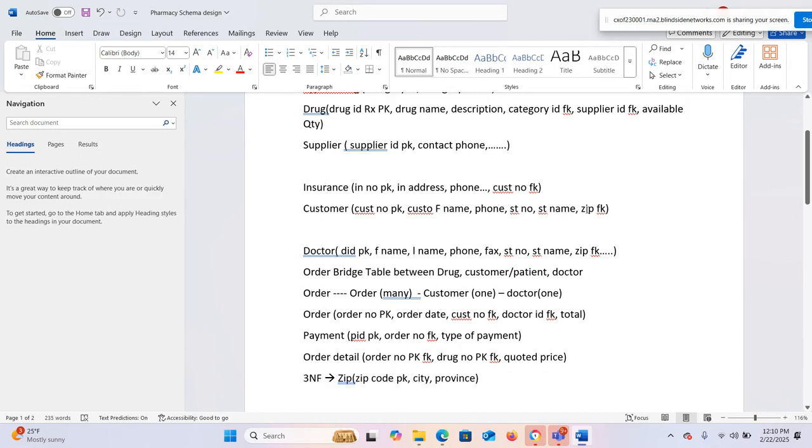So zip code goes to the customer table as a foreign key. So this is to remove transitive dependency. We need to take it to third normal form. That's why I have this zip code as a separate table.